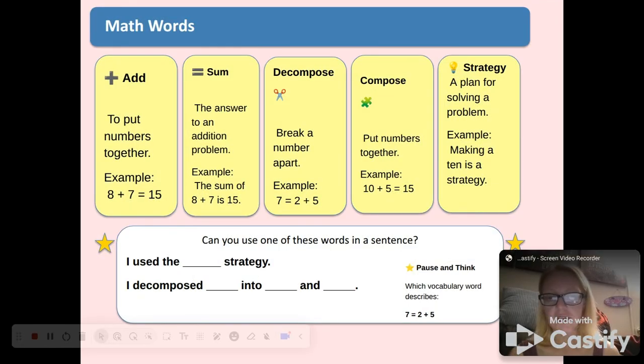Great job, friends. So let's do a quick pause and think here, where which vocabulary word describes 7 equals 2 plus 5? Give me a show of hands. Okay, great. Go ahead and tell me. That's right. It would be decompose. That's decomposing a number. So we took the 7 and we decomposed it into 2 plus 5. Great job, friends. You guys are doing so good.